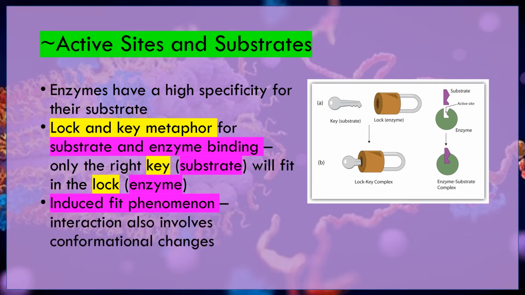This is called the induced fit phenomenon, where the interaction also involves a conformational change. This conformational change means a change in the physical property, but the easiest way to imagine this is a key fitting into a lock, much like a substrate into an enzyme. It fits perfectly and then can turn and change. So once again, the substrate is the key and the enzyme is the lock.